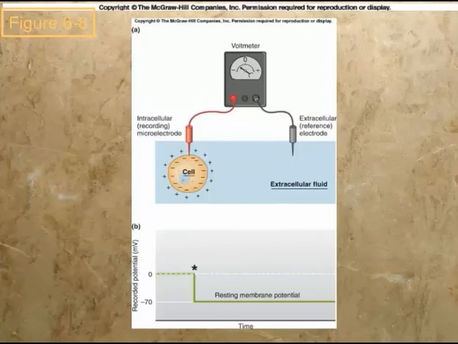Electrically excitable cells have a resting membrane potential that's always more negative inside the cell with respect to net charge relative to the outside of the cell. So this particular study showed that the resting membrane potential was negative 70 millivolts, meaning that it's 70 millivolts more negative inside this neuron than in the solution surrounding the neuron.